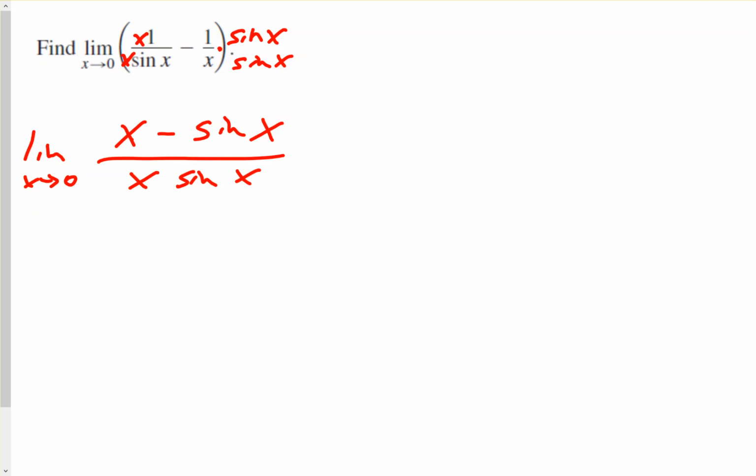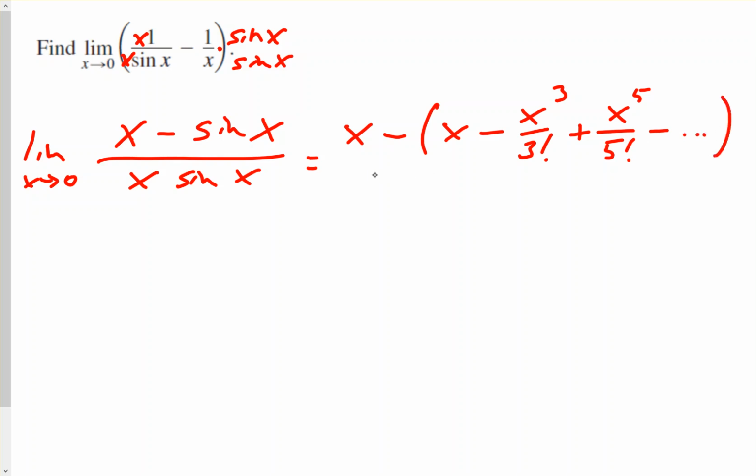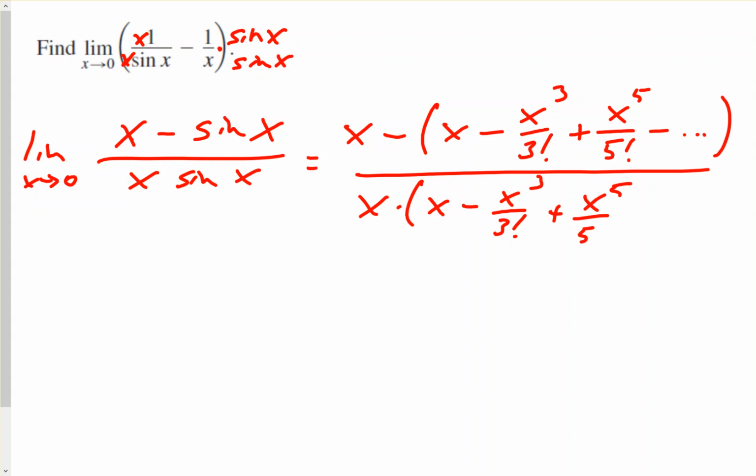Okay, so if I have this, then for the top, using the Taylor series for sine x, I could say this is x minus, and then in parentheses, my Taylor series, x minus x cubed over 3 factorial plus x to the 5th over 5 factorial minus... For the bottom, I would have x times my Taylor series for sine x: x minus x cubed over 3 factorial plus x to the 5th over 5 factorial minus so on and so forth.